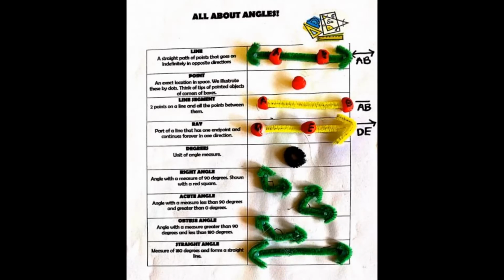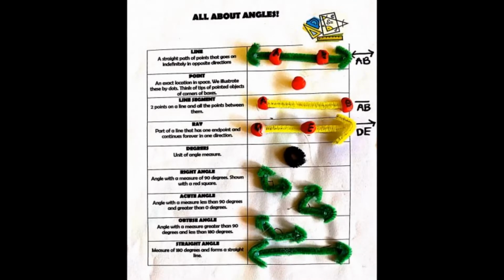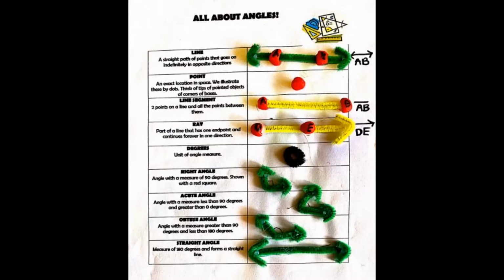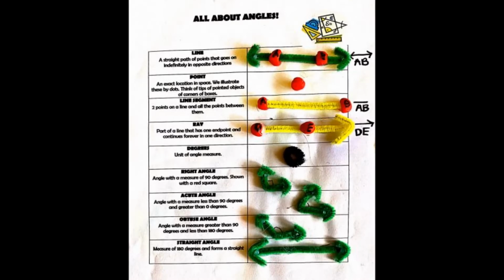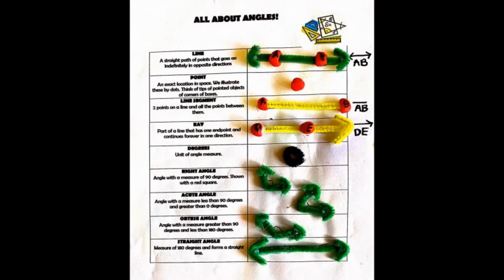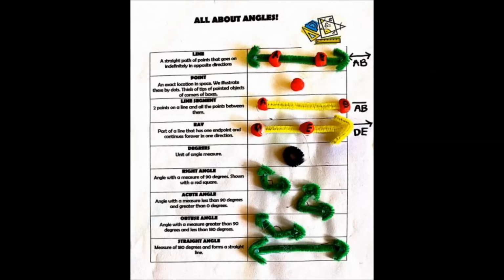A great way to remember an acute angle is to think of a small animal. Aw, that's so cute. Next we have an obtuse angle, which is an angle with a measure greater than 90 degrees and less than 180 degrees. A great way to remember an obtuse angle is to think of an obese hippopotamus. It's very large, so it must be greater than 90 degrees. The last angle we're going to talk about today is the straight angle. This has a measure of exactly 180 degrees and it forms a straight line.